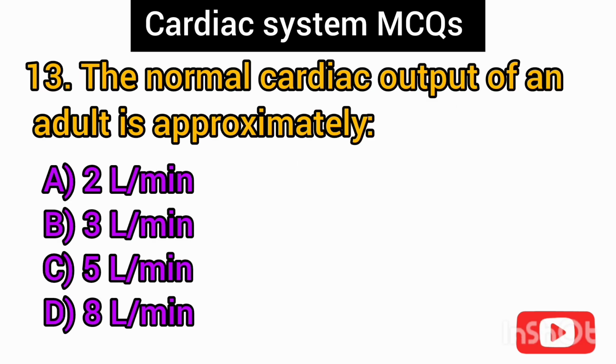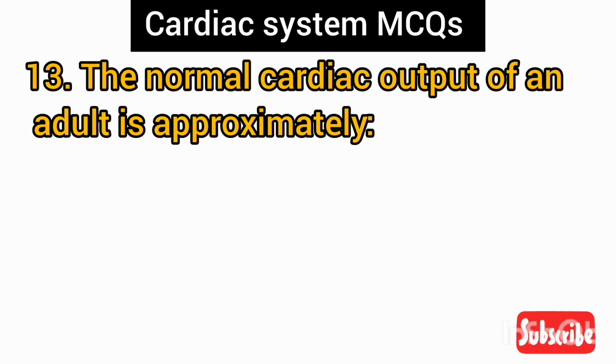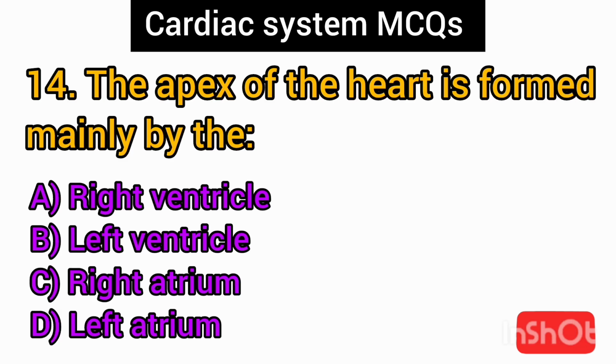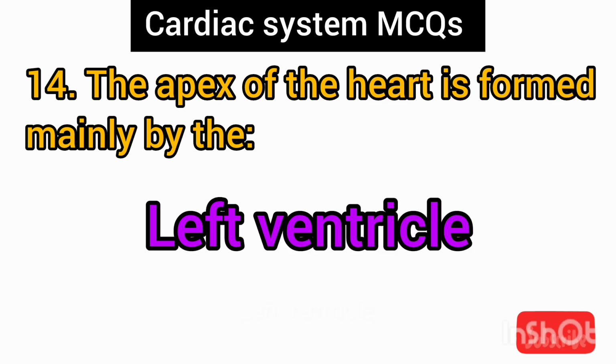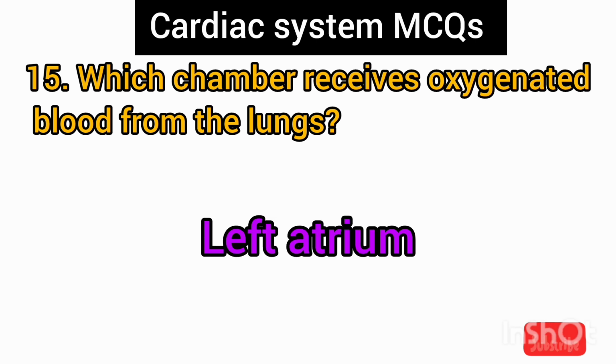The normal cardiac output of an adult is approximately 5 L/min. The apex of the heart is formed mainly by the left ventricle. Which chamber receives oxygenated blood from the lungs? Left atrium.